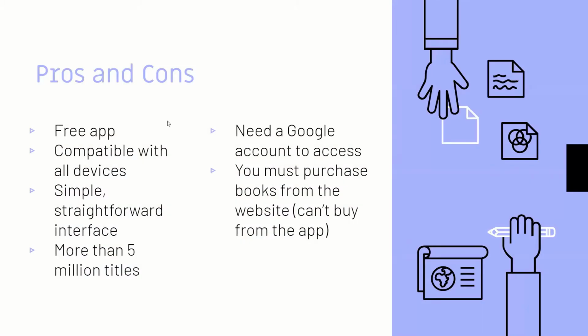And now we'll just go over some of the pros and cons. Some of the pros include that Google Playbooks is a free application. It's compatible with all devices. It's simple, straightforward. It's got a great interface. And it includes more than 5 million titles. However, some of the cons include that it requires a Google account in order to access the books. And you must purchase the books from the website, so you cannot make any purchases from the application on your phone.